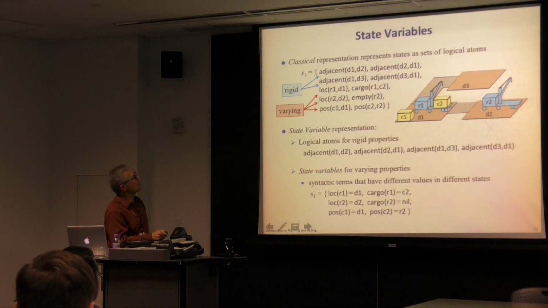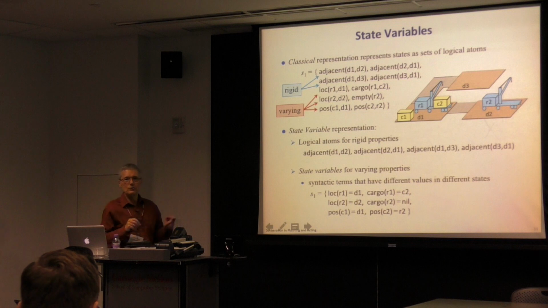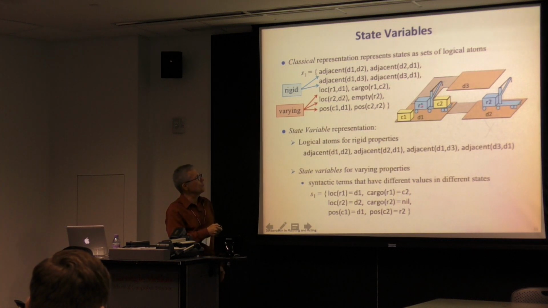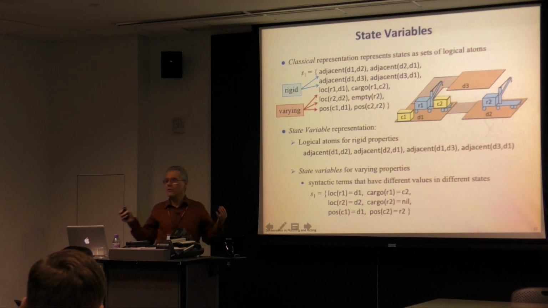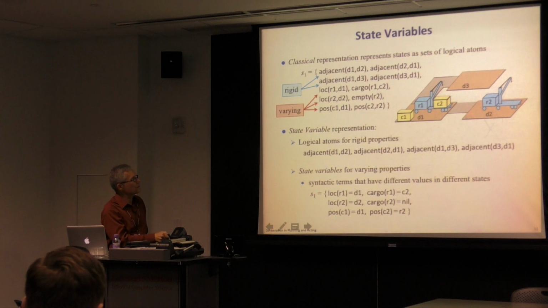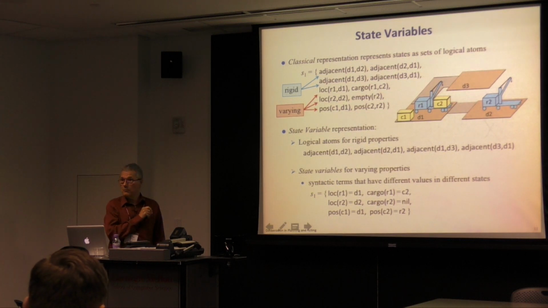Well, some of these logical atoms represent properties that are rigid. They don't change. In this example here, we have these robots that are going around from one loading dock to another on these little bitty roads that connect them. We don't have any action for building new roads or for destroying existing roads. So the adjacency information, which of these loading docks is adjacent to the others, that's rigid information.